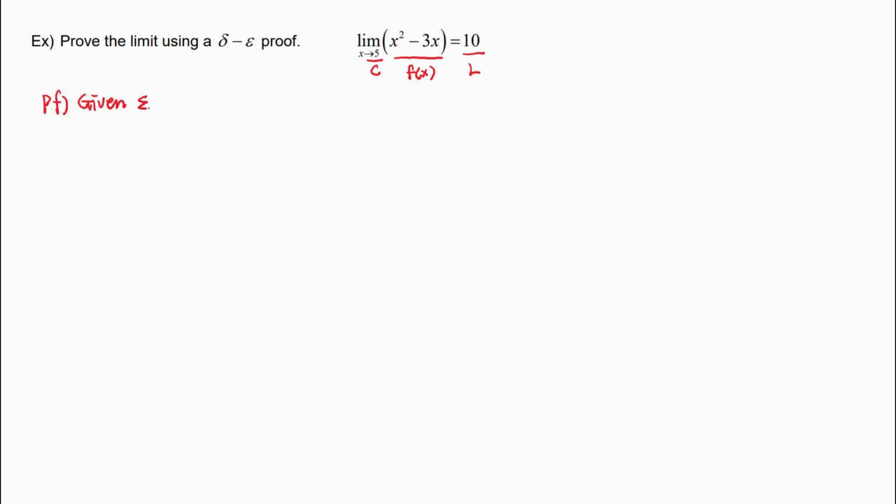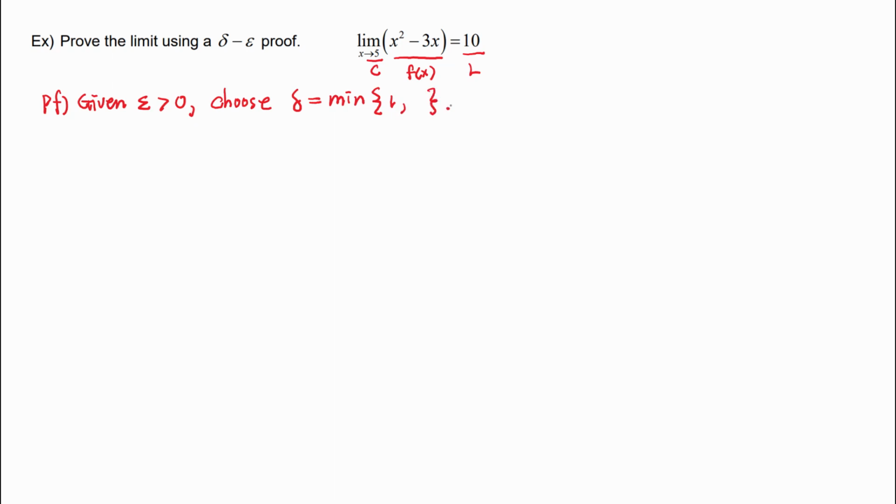Given epsilon greater than 0, choose, and here is the difference between the quadratic one and the linear one. Choose delta to be equal to, and every time you have a quadratic function, you have to write delta to be equal to the minimum of 1 and what is to be found.